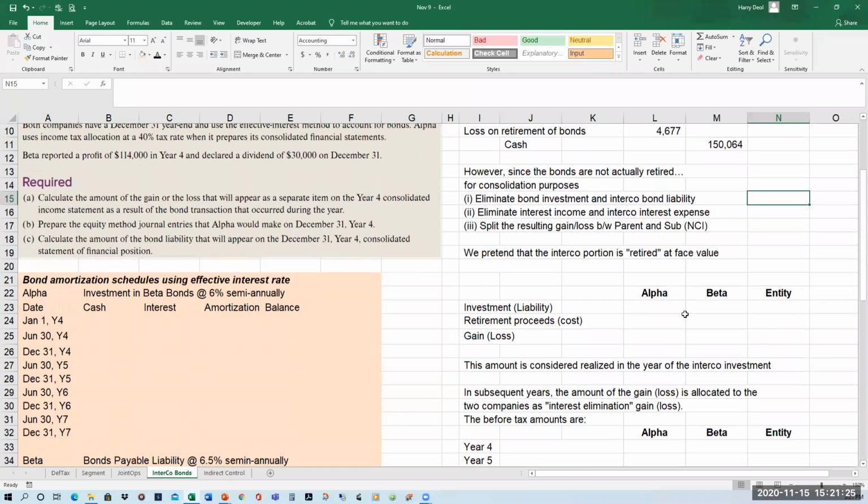So if that were to happen, from the perspective of Alpha, Alpha had made an investment in bonds of $150,064. If we pretend that Alpha got the face value of the bonds, $160,000, then from Alpha's point of view, that means a gain of $9,936.